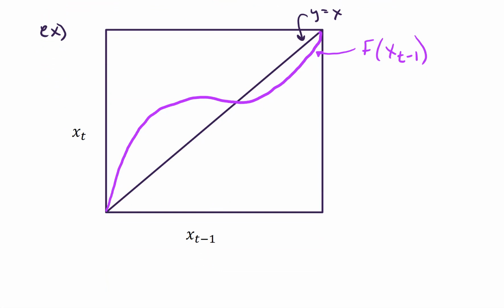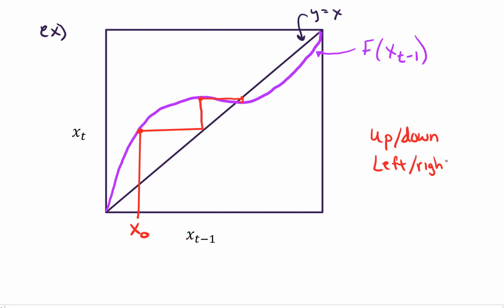So let's start with our initial condition. Once we have our initial condition, we're going to drive up until we hit the curve. Next, we drive left or right until we hit y equals x. Next, we drive up or down till we hit the curve. Next, we drive left or right till we hit the line. Next, we drive up or down, left or right, up or down. We keep repeating this process. And what ends up happening is our movements get so tiny, we end up at a fixed point, and this is a stable fixed point because it's absorbing our movements over time.